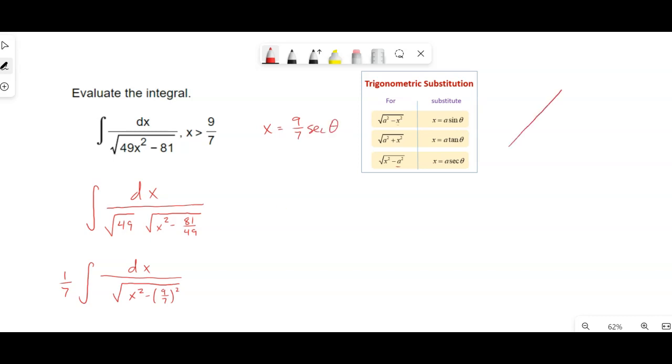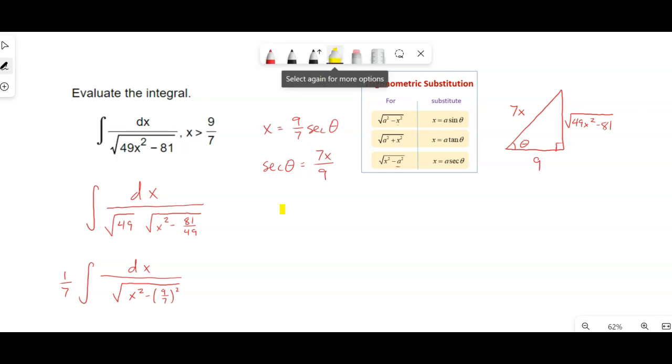We'd already set that up in the last problem, but it would have been set up the exact same way. You isolate secant. I get 7x over 9. That means the hypotenuse is 7x, the adjacent side is 9, and the opposite side is the square root of 49x squared minus 81. When you've done your trig correctly, that radical with the squared variable plus or minus the other number will show up if you've done your setup correctly.